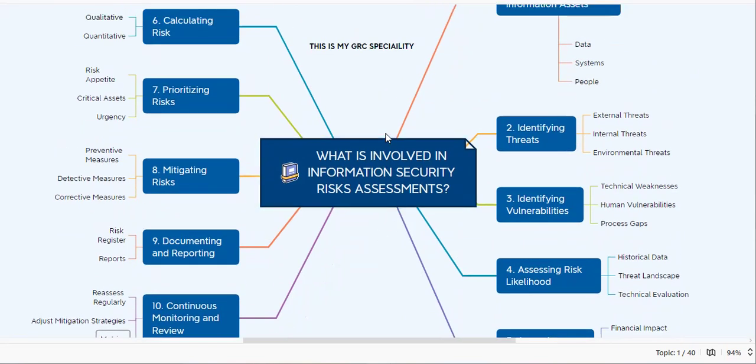So if you are thinking about delving into this aspect of information security, which is a broad area, then you also have cybersecurity and many other domains. So I just thought that I wanted to share this with you.